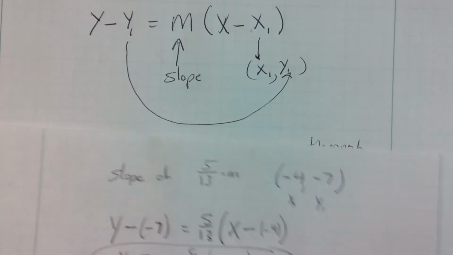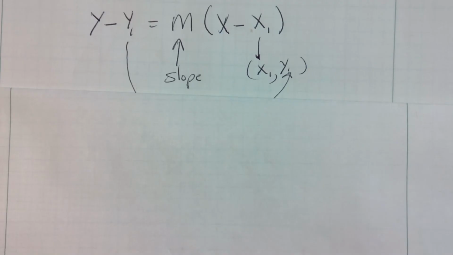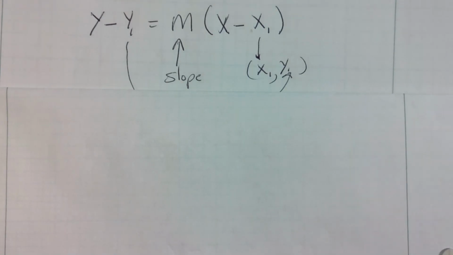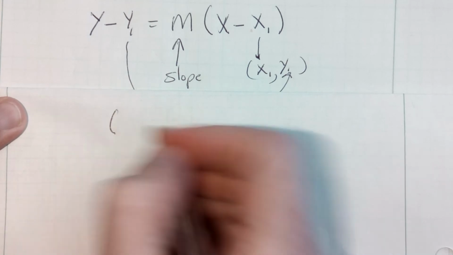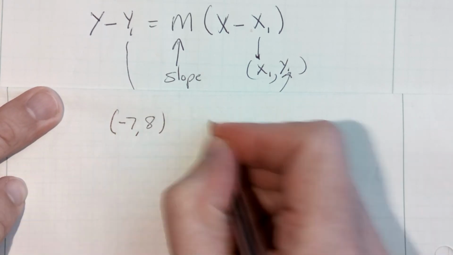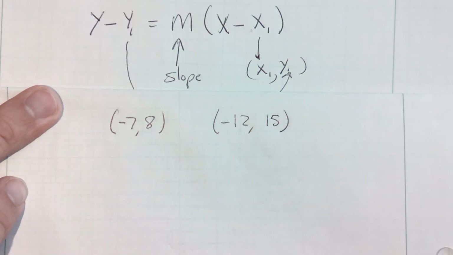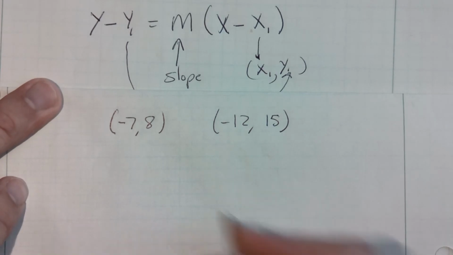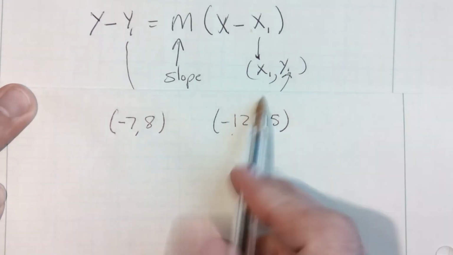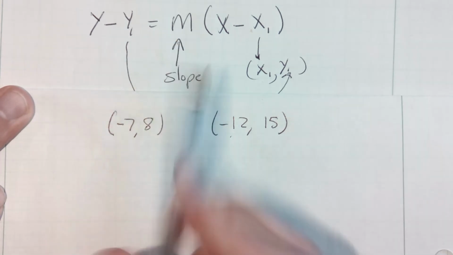Now, one last thing you might be asked to do is to actually write this equation, not giving the slope, but giving 2 points. And then it doesn't matter which point you use. For instance, let's say you go through the point -7, 8, and the point -12, 15. I don't care. I just threw out two random points. Well, the first thing we need to do is we have a point, right? But we don't have the slope. So we need to calculate the slope.